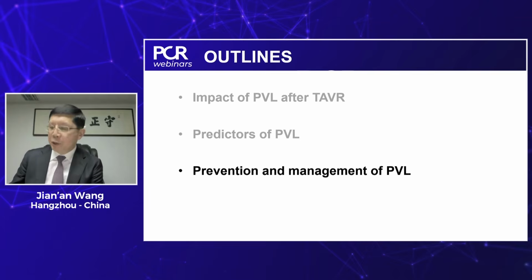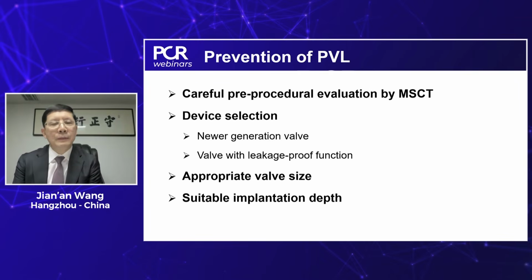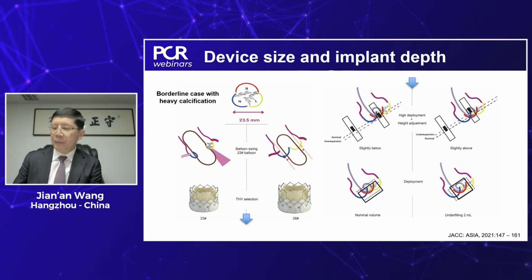How to prevent and manage PVL? First, careful pre-procedure evaluation by multislice CT scan is very important. The second one is device selection. Some of the newer generation valves may have better outcomes in preventing the PVL, such as valves with a leakage-proof function. Then appropriate valve sizing and a suitable implantation depth.